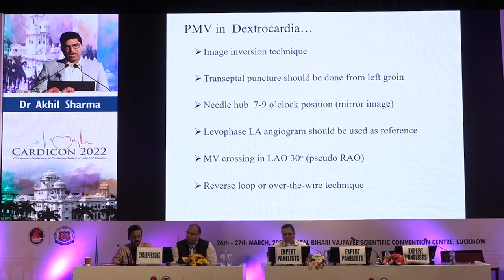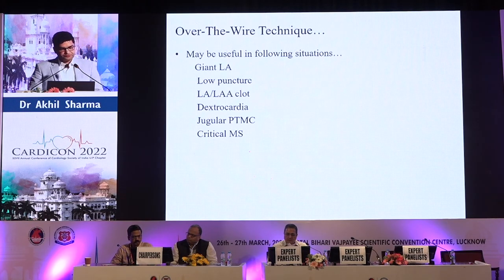PMB in dextrocardia, we did in 2 cases, not very difficult. Image inversion in newer cath labs makes these kinds of cases very easy to do. Again, needle position is 7 to 9 o'clock. All movements should be done in the opposite direction, and MB crossing is in the LAO, which is the pseudo RAO view.